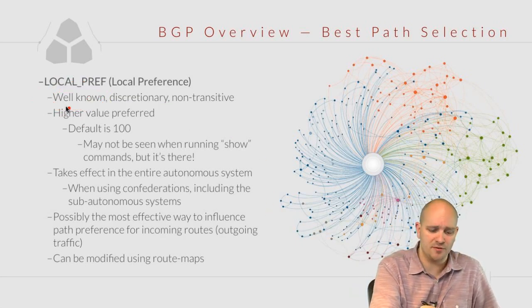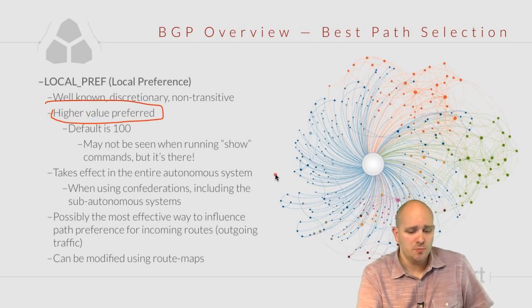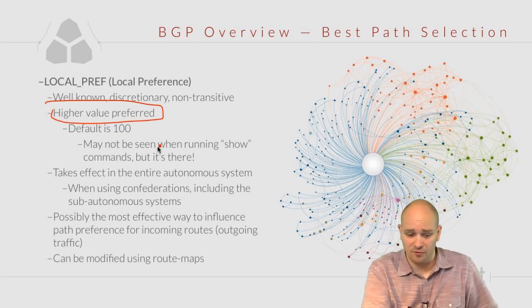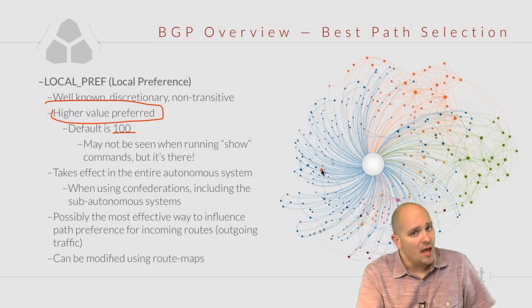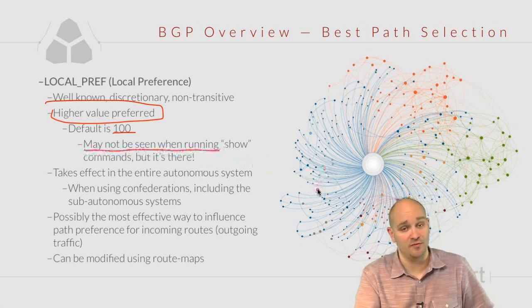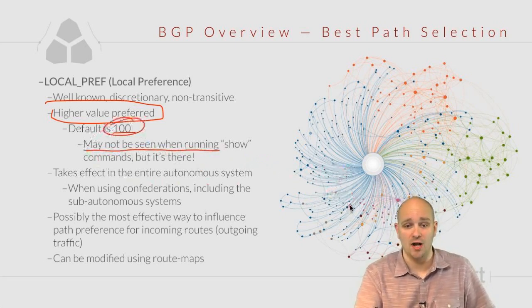When using local preference, it's important to remember that the higher value is preferred, which means that if you had two paths, one with local preference 100 and the other one with local preference 200, the path with the local preference set to 200 will be preferred. The default value of local preference is 100, but be on a lookout. When you are running certain show commands, like for example show IP BGP, you may not actually see the value for the local preference, but rest assured it's there. If you don't see it, it will be 100.